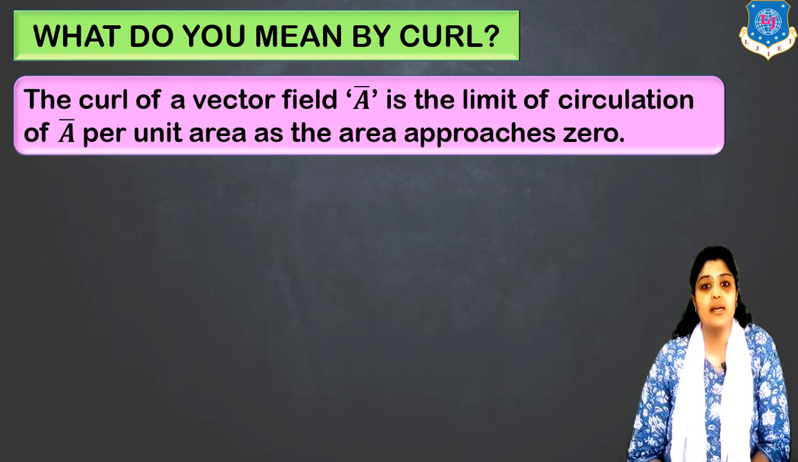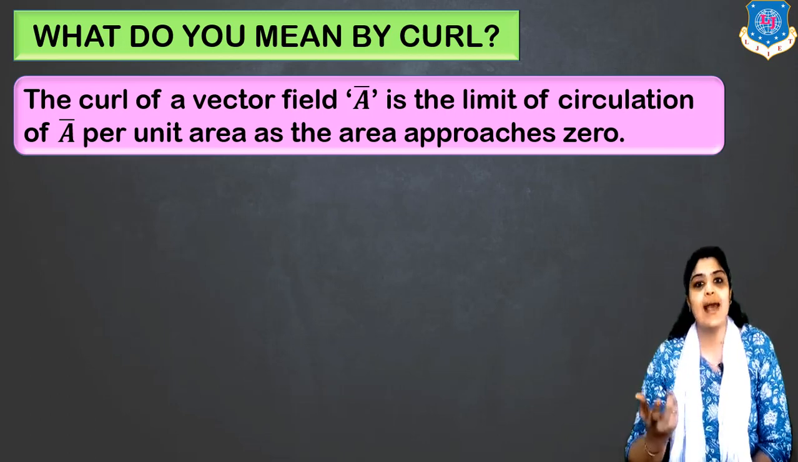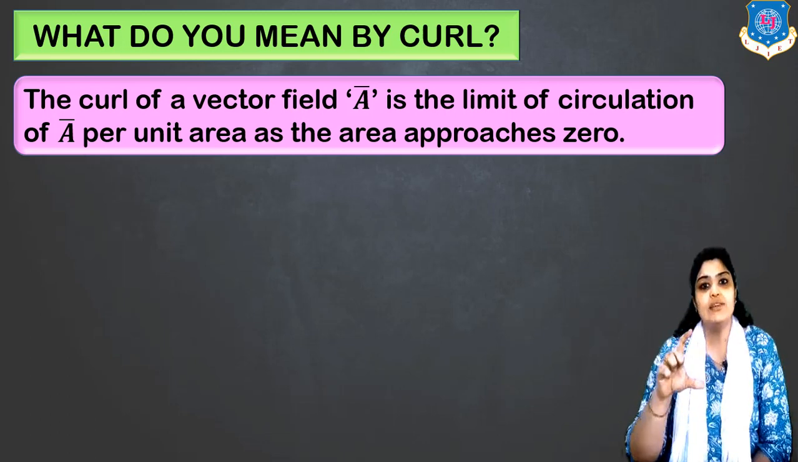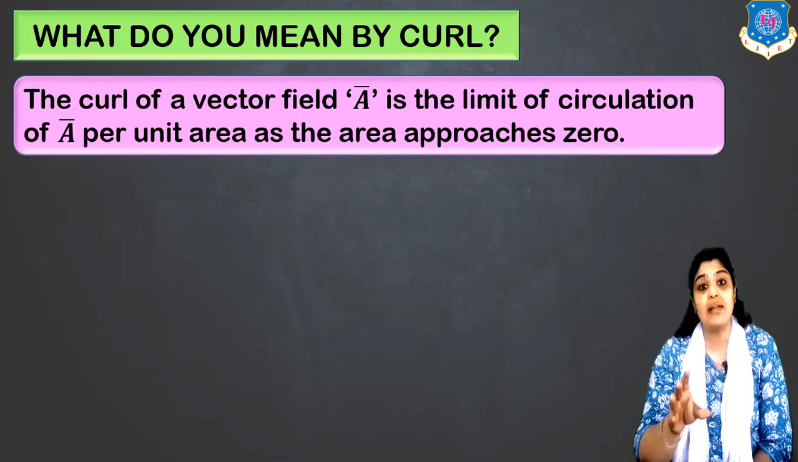What do you mean by curl? Curl of a vector field A is the limit of circulation of A per unit area as the area approaches 0. In general, I would say curl is known as the swirling action because of any rate of change. Let me give you an example of a curl. Suppose I have an iron rod, and I just place it in an alternating or changing magnetic field.